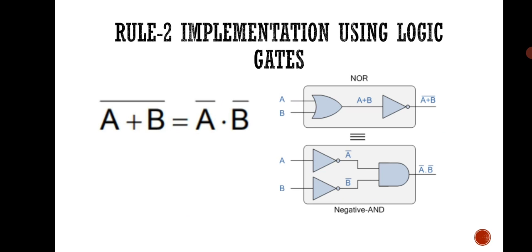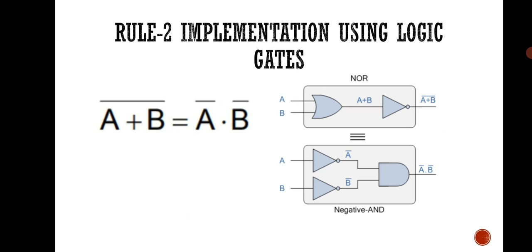That is equivalent to the right hand side, which we can prove as follows: take two inputs a and b separately and feed them to an inverter, or NOT gate. We will get a bar and b bar. When we feed those two outputs of the inverters to an AND gate, we get the multiplication of those two, a bar dot b bar.